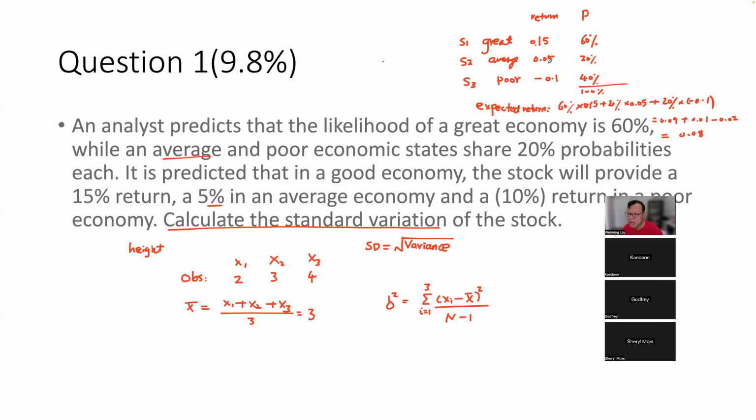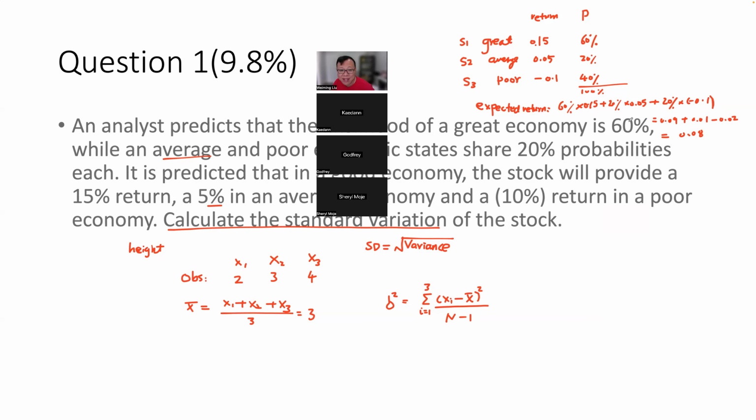Okay, so with this, now let's calculate the standard deviation. You can think the expected return is kind of like the mean, but it's different, because when you calculate the mean, each observation has the same weight. In that case, each observation gets a third weight. But here, the weight is different. So expected return is not equivalent to the mean, okay?